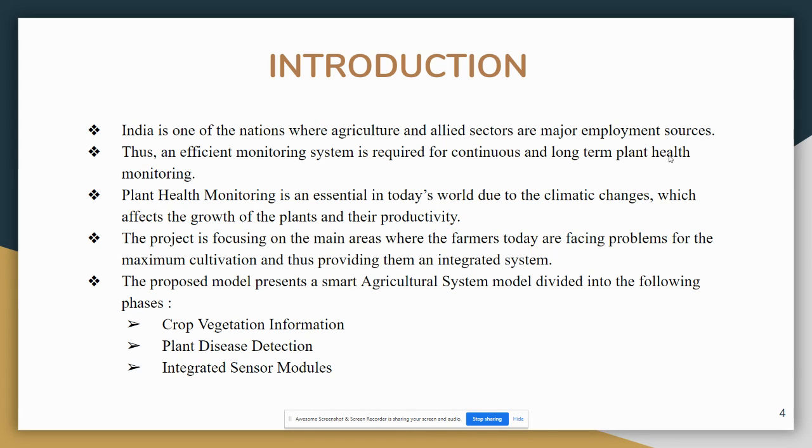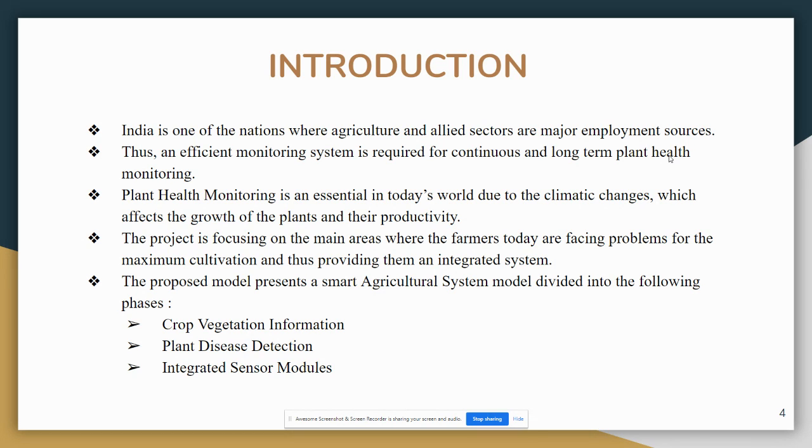Let me start with the introduction of the presentation. Now, India is considered as one of the nations where agriculture and its allied sectors are a major source of employment. Thus, to ensure the proper growth of plants and their productivity, an efficient monitoring system is required in today's world due to all the climatic changes. This project is focused on the main areas where farmers today are facing problems for their maximum cultivation, and thus provides them an integrated system.